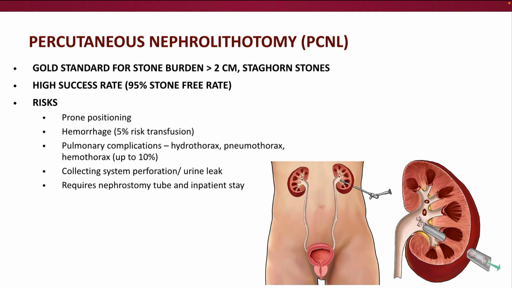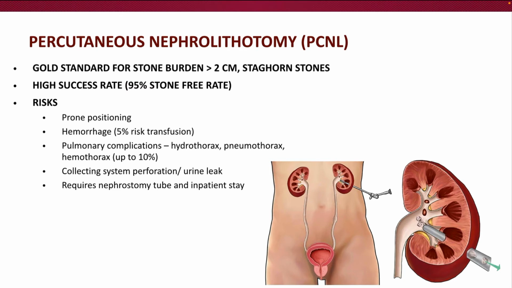Percutaneous nephrolithotomy is the gold standard for stone burdens over 2 centimeters or staghorn stones. It also has a very high success rate, but a lot more risk than the other surgeries. You have to go prone positioning. Well, you don't have to. There are people who do supine PCNLs, but most of the time you're going to be prone.